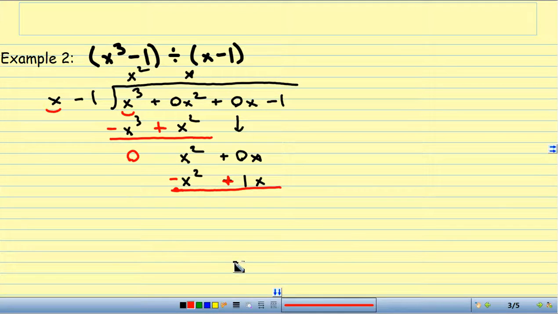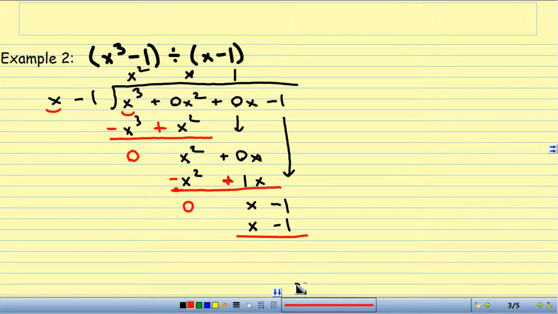So x squared minus x squared is 0. And 0x plus 1x, well, that's just x. Bring down your minus 1. x times what gives me x? Well, in this case, 1. x times 1 gives me x. Distribute that 1. So I get x minus 1.